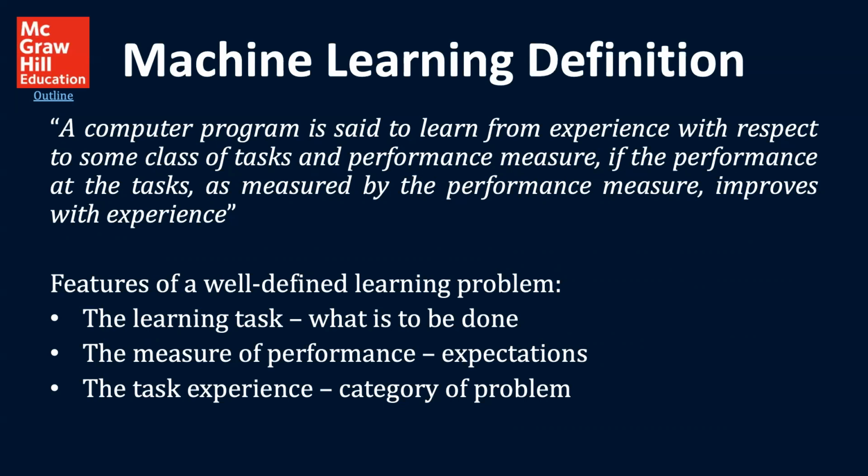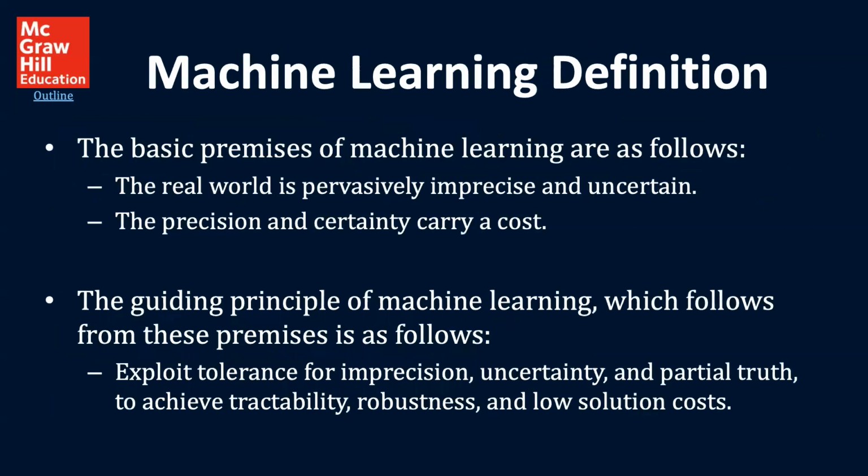So what are the features of a well-defined problem? First is the learning task, which is dealing with what is to be done. What are you trying to do with your learning machine? The second is coming up with the measures of performance. What are the expectations on how it's supposed to do when it gets new data? And finally, the task experience, which deals with categorizing what the problem is, and thus the type of problem is going to help dictate what types of machine learning strategies we're talking about in this course.